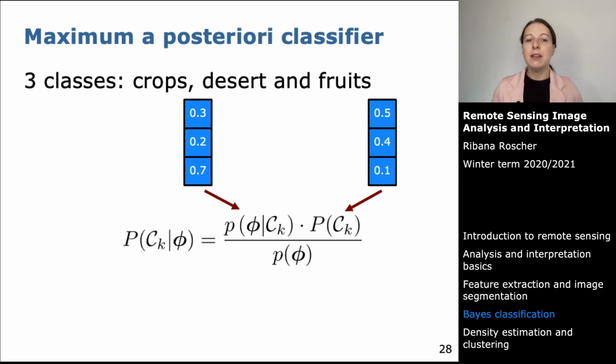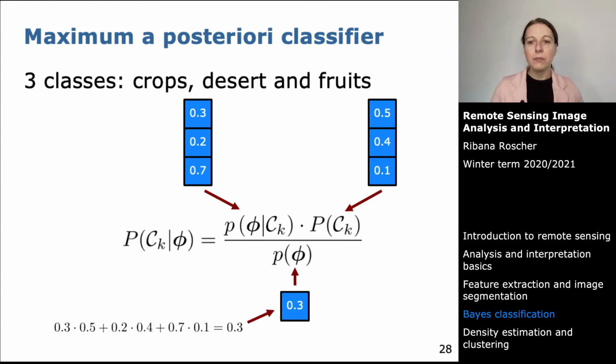And now you need to compute the evidence. To compute the evidence, you pointwise multiply the likelihood and the prior. So you take 0.3 times 0.5 plus 0.2 times 0.4 plus 0.7 times 0.1. So this is the pointwise multiplication. You sum over all classes, and in the end you end up with 0.3. And this is your normalization, so that you ensure in the end that you have posterior probabilities.